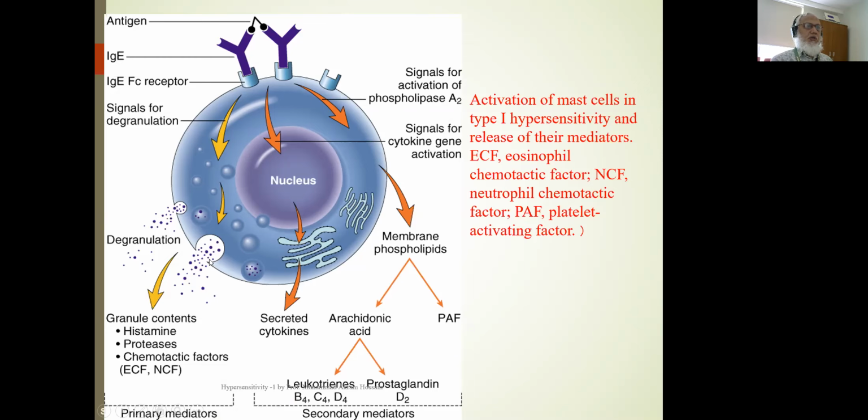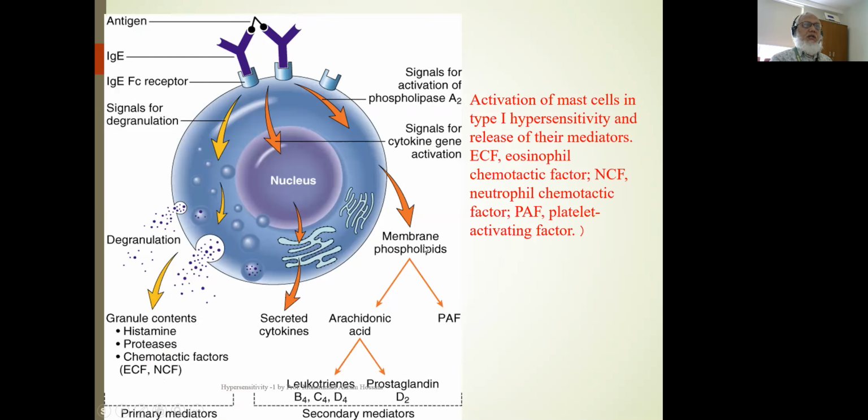This degranulation is a physiological process. The mast cell will not burst, it will just degranulate. The granules contain histamine, protease, and chemotactic factors like eosinophil chemotactic factor and neutrophil chemotactic factor. These are known as primary mediators. And some cytokines will also be released.